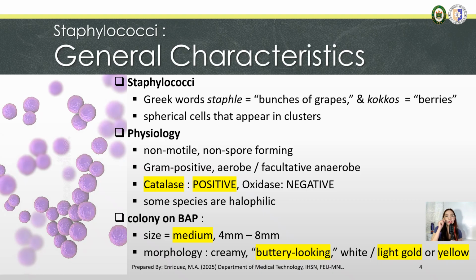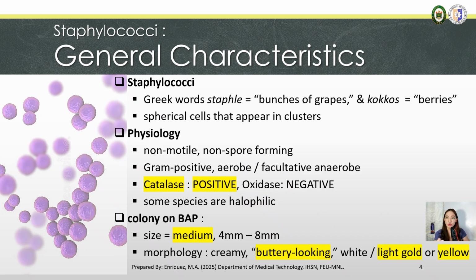Starting off with the general characteristics of Staphylococcus species, the genus name for Staphylococci was derived from two Greek words, staphyle, which means bunches of grapes, and kokkos, which means berries. This is because of the microscopic appearance after gram staining, as shown here on the picture to the left. They are gram positive, spherical cells or cocci in clusters.